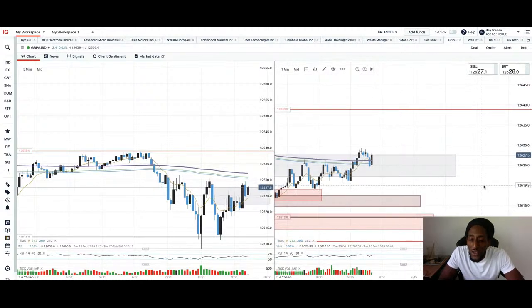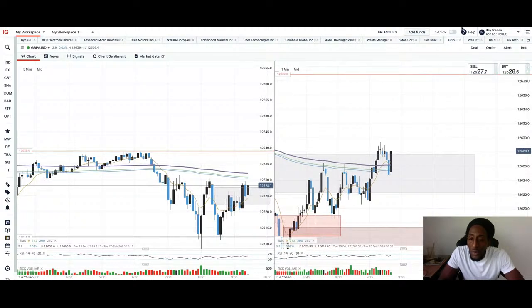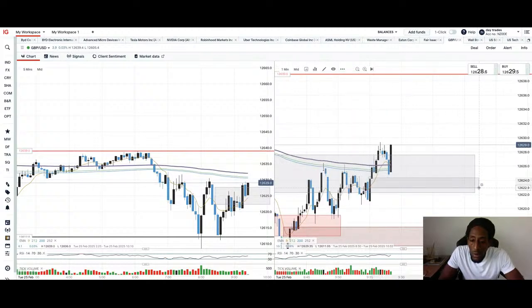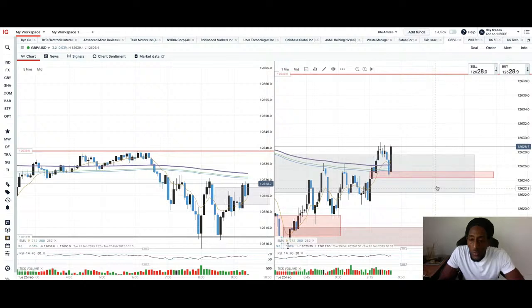Focus. I'm looking at the chat. Literally looking at the chat. So it's a little bit annoying. Should have been in already, to be honest. Should have been in as it tapped into this 1 minute fair value gap right here. So that was the entry.